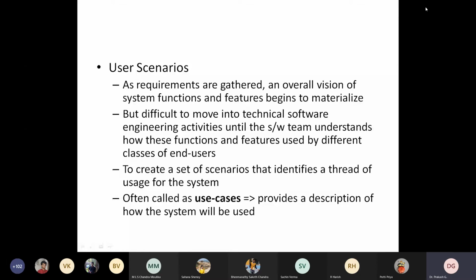So accordingly, whether we are able to convert the system or translate the system into technical activity. So for that, you have to do some initial task. What you have to do is create a set of scenarios, which we are calling user scenarios. That means we are making the system compatible for the users. So the system should be usable.